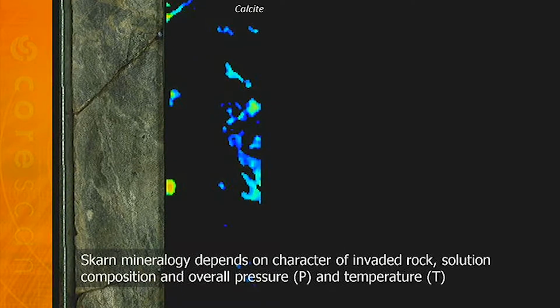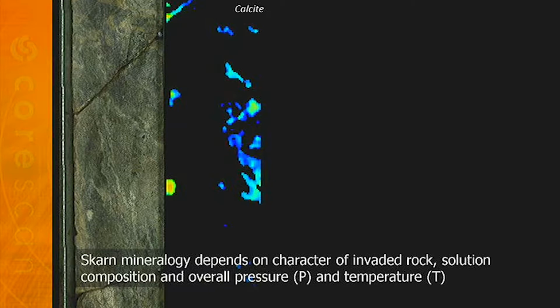So skarn mineralogy really depends on a couple of things. It depends on the character of the invaded rock, in other words, whether you have limestone, a dolostone, a volcanic, or a sedimentary rock. So it depends on what's there to start with, of course. It also depends on the composition of the solution that's coming through the rock. Is it very acidic? Is it basic? What kind of other elements is it carrying? And then, of course, it depends on the pressure and temperature of what you're dealing with, so how hot the water is, in other words, and in what environment.